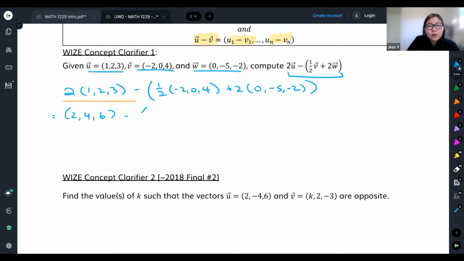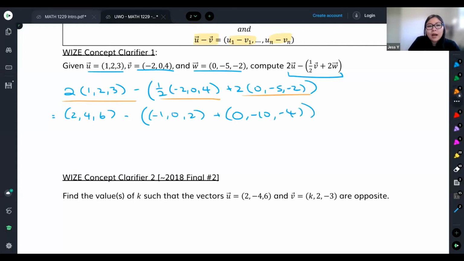Then we subtract, okay, in brackets, let's deal with this first. 1/2 times this vector, meaning I'm going to multiply each of the numbers by 1/2. Know how to work with your small fractions, like 1/2, 1/3, 1/4, and so on, okay? Just the small ones, they're not going to make you calculate like 1/374 plus something, they never do that, all right? So 1/2 times something, it's pretty much like you're dividing by 2, right? So you have -1, 0, and 2. Plus, let's multiply this next one. 2 times this vector, we have 0, -10, -4.